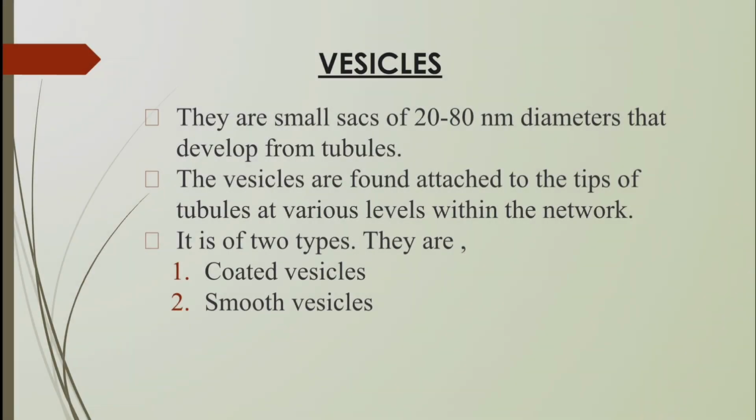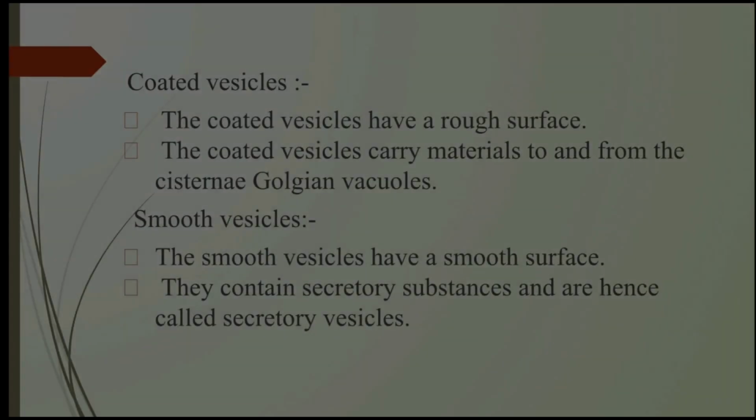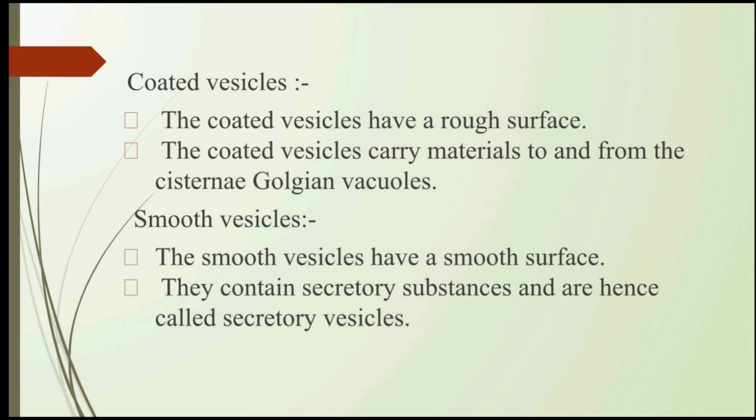Next is vesicles, which are small sacs of 20 to 80 nanometer in diameter that develop from tubules. They are found attached to the tips of the tubules at various levels within the networks. Vesicles are of two types. They are coated and smooth vesicles. First, coated vesicles. They have a rough surface and carry the materials from the vacuoles. Second, smooth vesicles. They have a smooth surface and contain secretory substance. So they are called as secretory vesicles.